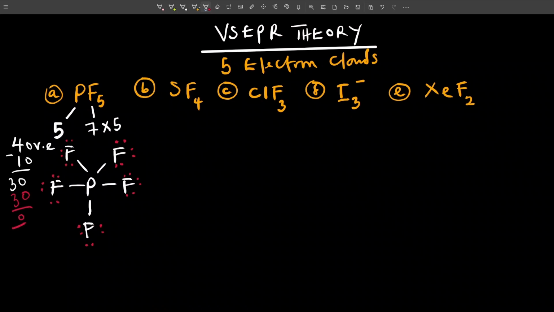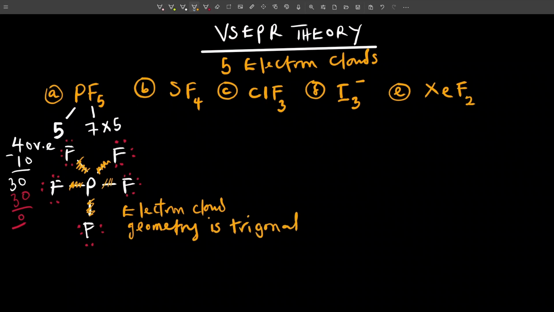Next step is to count the number of electron clouds. So let's count that in orange. We have an electron cloud over here, 1. We have 1 over here, 2. We have 1 over here, 3. We have 1 over here, 4. We have 1 over here, 5. So we see that the electron cloud geometry is something called trigonal bipyramidal. So let's see how this looks like.